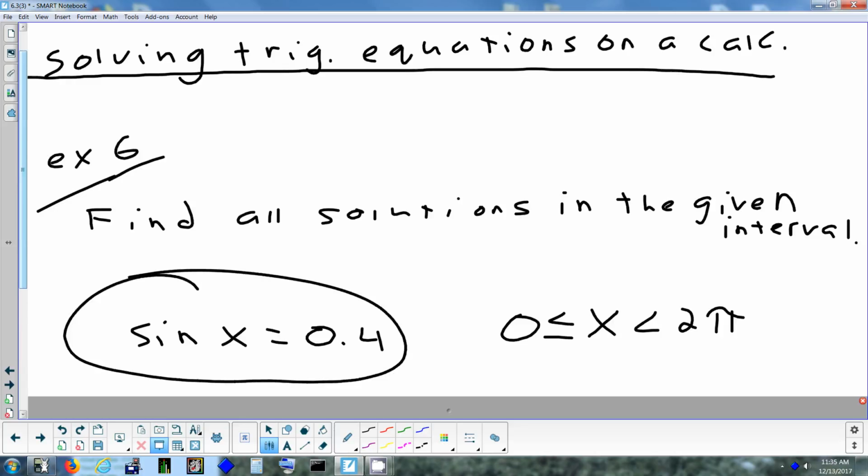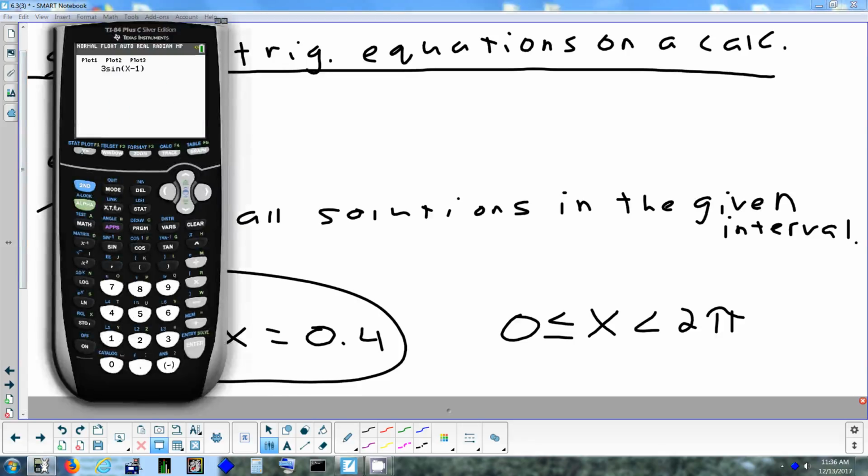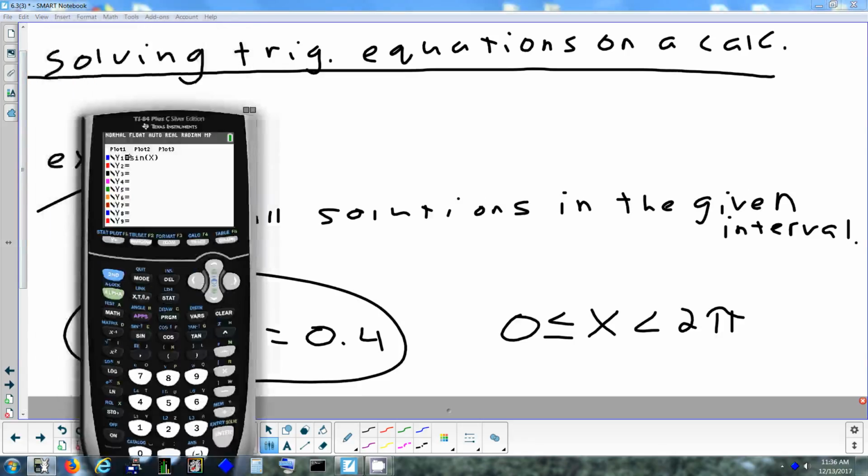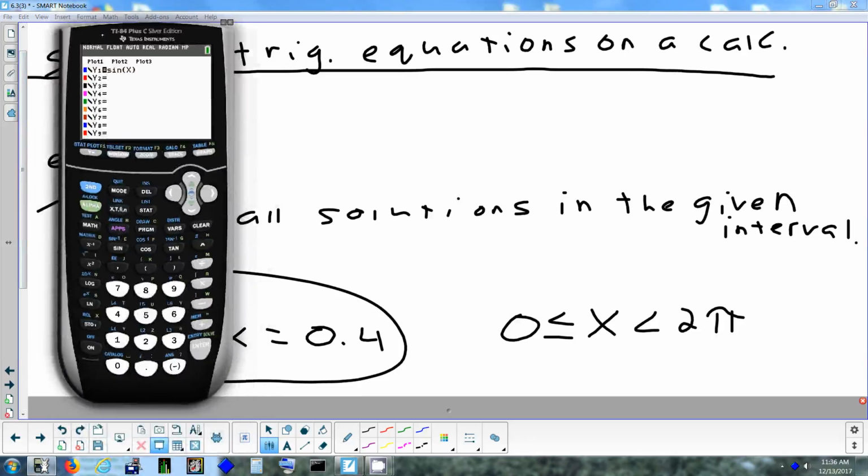How could I type that in visually and see where 2 things are equal? Oh, because you have y1. Right, type it into y1 and y2. Put sine of x in y1, or y2, or y anything, it doesn't matter. Put 0.4 into the other one.